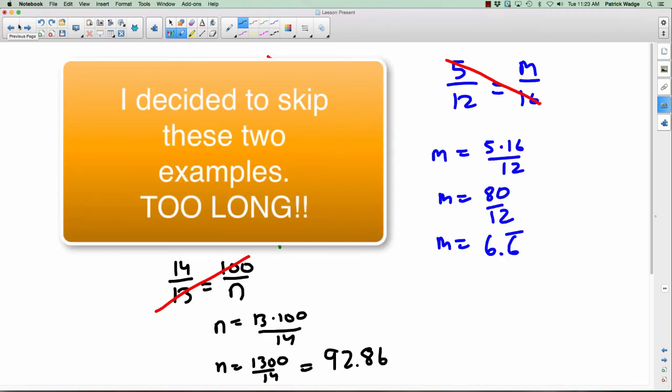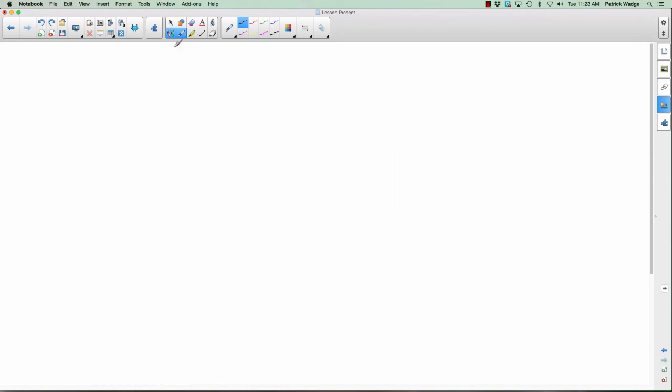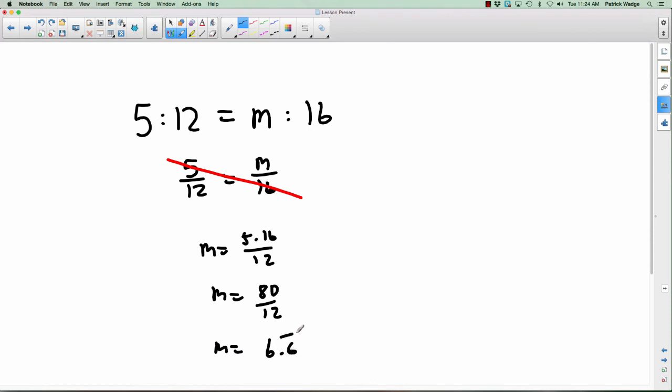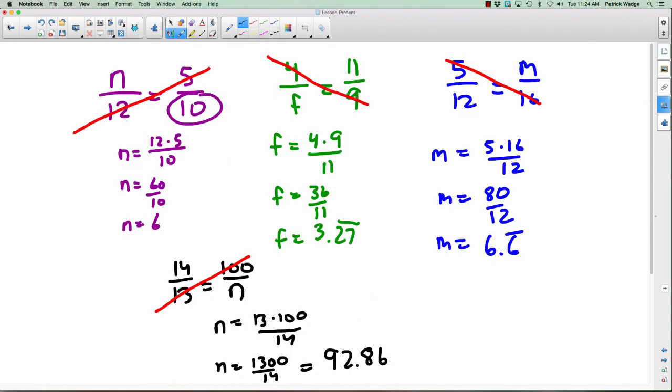Now, notice when you cross multiply, it is nicer if the ratios are written in fractional form. So if you came across a question like this, 5 to 12 equals m to 16, you know what I would do for the first thing? I would switch it to 5 over 12 equals m over 16, and then I would go ahead and do my cross multiplying. Oh, m is equal to 5 times 16 and then divided by 12. That's 80 divided by 12.